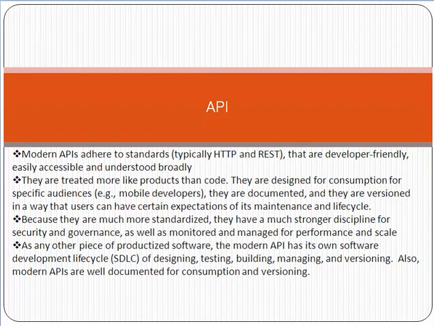Modern APIs adhere to standards like HTTP or REST that are developer friendly and easily accessible. They are treated more like products than code. Because they are much more standardized, they have a much stronger discipline for security and governance. Like any other piece of productized software, the modern API has its own software development lifecycle of designing, testing, building, managing, and versioning. Also, modern APIs are well documented for consumption and versioning.